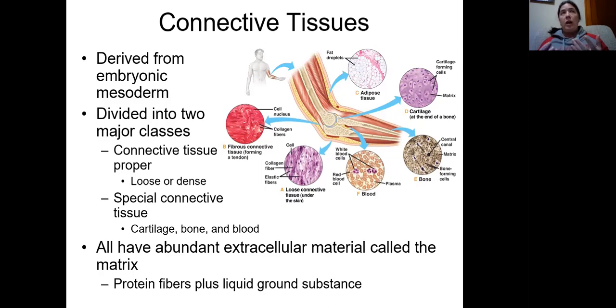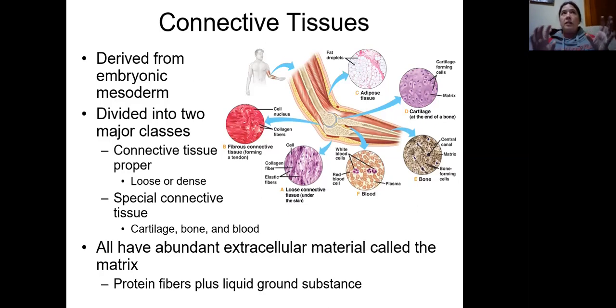They tend to be derived from the embryonic mesoderm, and you can group them into two major classes. You have connective tissue proper, which are things like tendons and ligaments and the types of sheets of connective tissue that hold your organs together. And then you have special connective tissue. Special connective tissue is cartilage, bone, and blood.